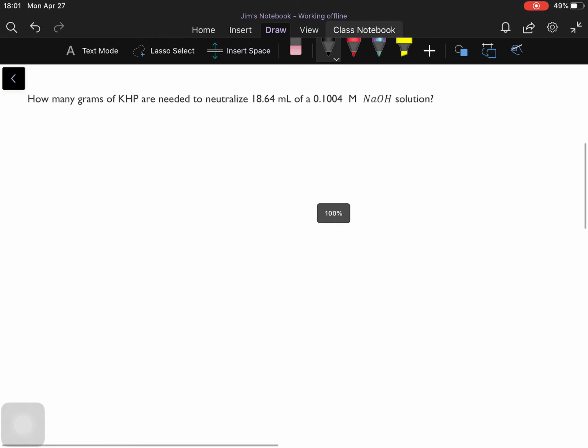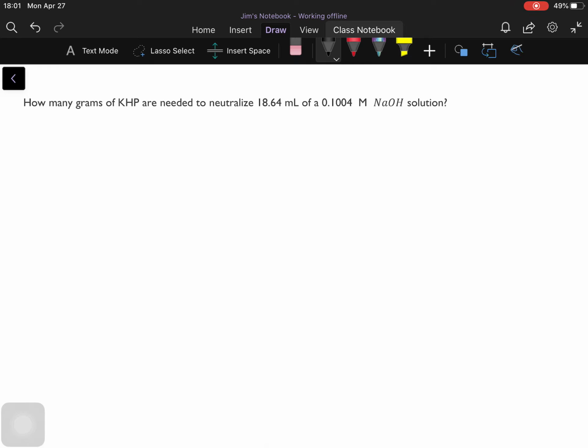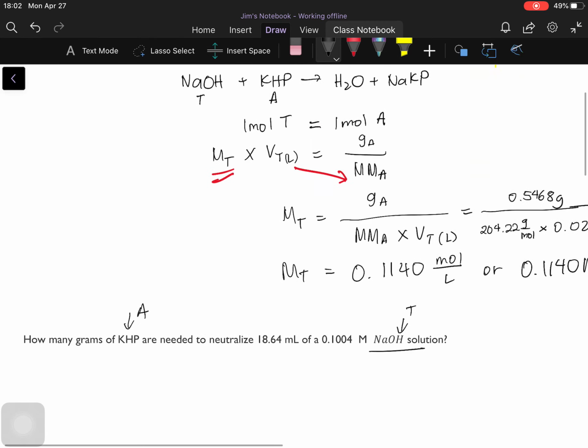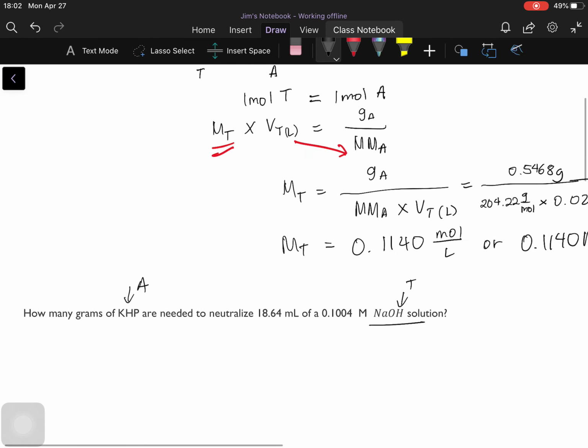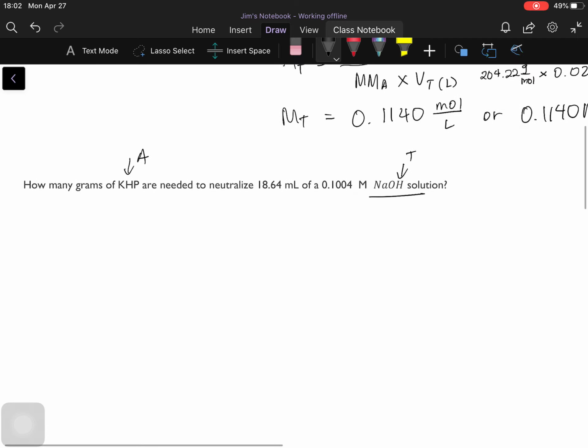Number 2. How many grams of KHP are needed to neutralize 18.64 ml of 0.1004 molar sodium hydroxide solution? So we still have KHP. We know that this is our analyte and this is our titrant. Looking back at our previous answer, we already established the relationship of titrant and analyte in terms of the number of moles. That is 1 mole titrant equal to 1 mole analyte.